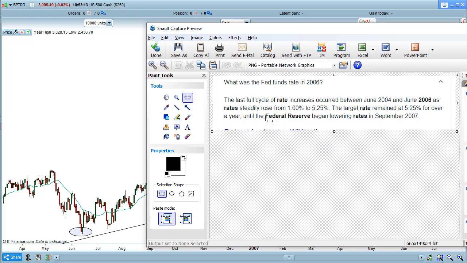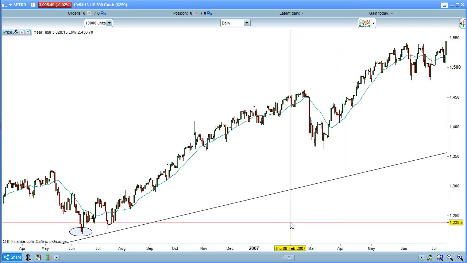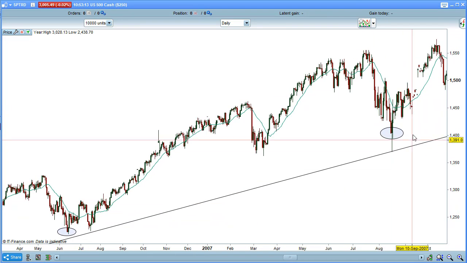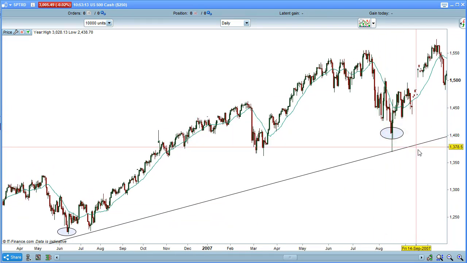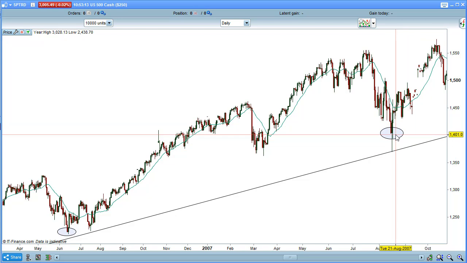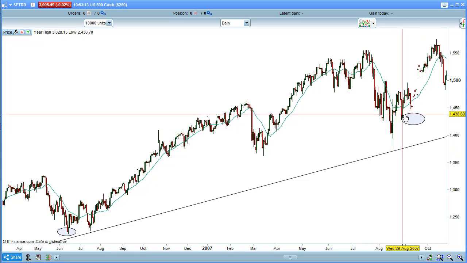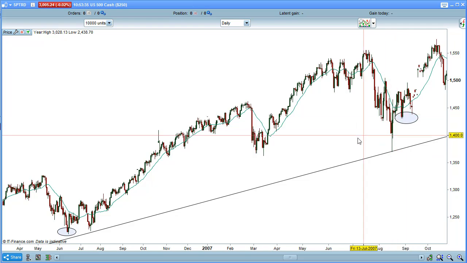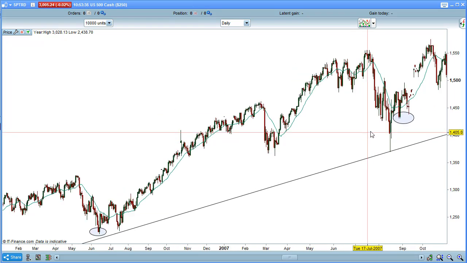So they begin lowering rates in September 2007. If you go to here, right? This here was September. Actually, it was more roundabout there, right? September 2007. So that was September there.